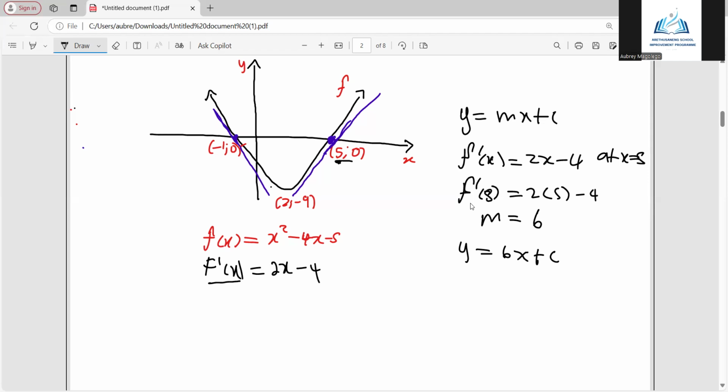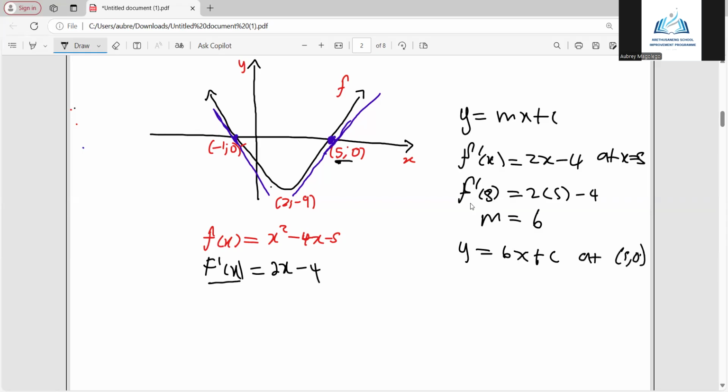But I only have the point of contact for the tangent and the graph. So I will use that point of contact to find the value of c. I will say at the point of contact, which is 5 and 0, I'm going to substitute this point on the graph so that I can find the value of c.